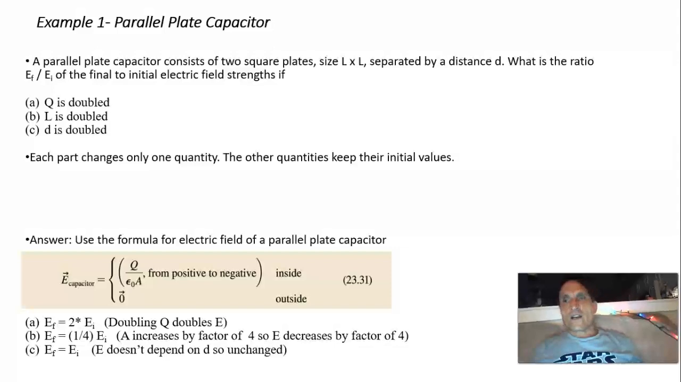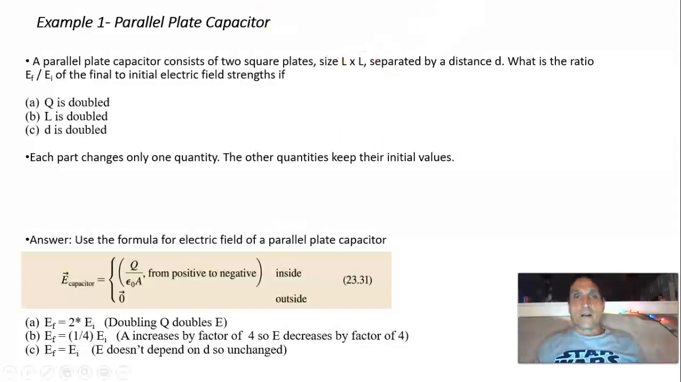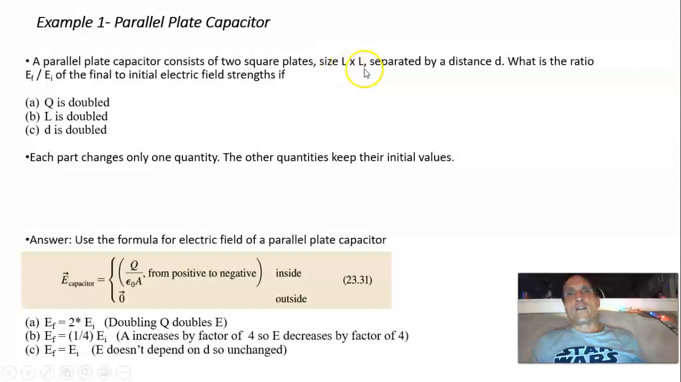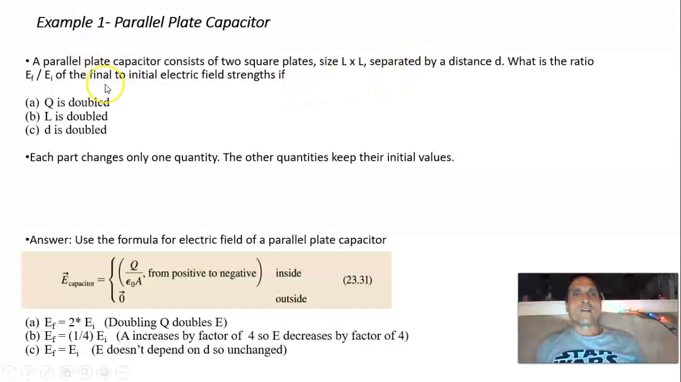So let's do a couple examples here. Okay, we're finished pretty much with the electric fields of the given configurations. Let's do a few examples. So suppose that we have a parallel plate capacitor, and it has two square plates. So the area is L by L. L is the length, and L is also the width since it's a square. And suppose that the plates are separated by some distance d, and what we want to know is what happens to the electric field strength under each of the following conditions, okay?